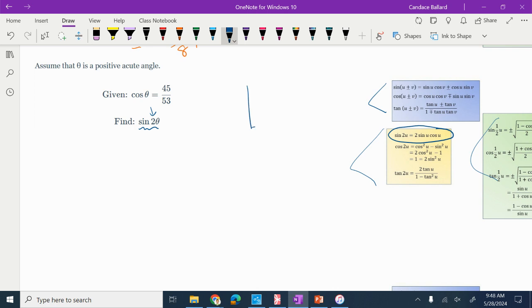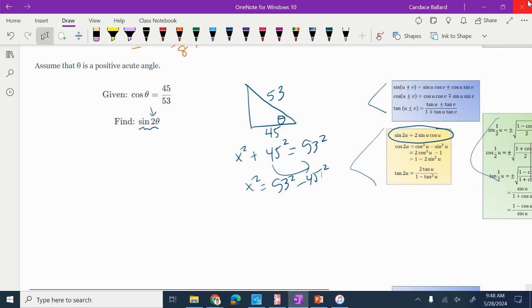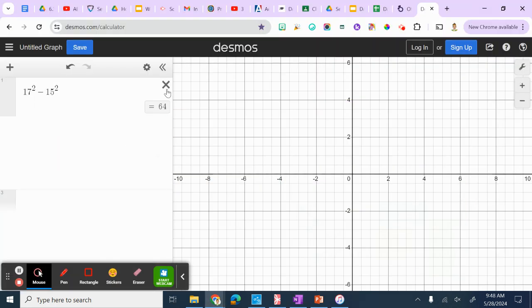So I'm going to use the triangles of theta. Cosine is the adjacent over the hypotenuse. So I'm going to use the Pythagorean theorem: x squared plus 45 squared equals 53 squared. I'm going to do this all at one time, and I'm going to put it into Desmos at once. So I know that I'm going to do 53 squared minus 45 squared in Desmos.